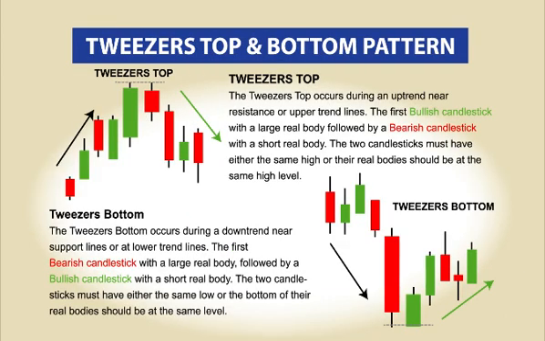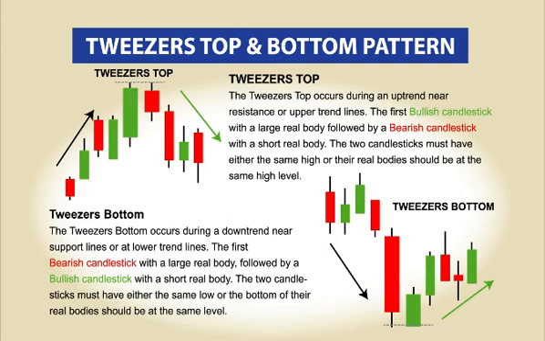Tweezers top and bottom pattern. Tweezers top. The tweezers top occurs during an uptrend near resistance or upper trend lines. The first bullish candlestick has a large real body, followed by a bearish candlestick with a short real body. The two candlesticks must have either the same high or their real bodies should be at the same high level.